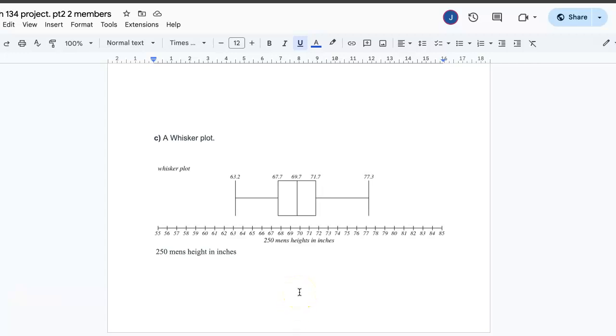Next we got a whisker plot, also known as a box and whisker plot, whichever terminology you prefer. And as we can see with this whisker plot, the tail on the right side, between Q3 and the max, is slightly larger than the tail on this side, between the minimum and the Q1. So using that, we can assume that our data is skewed to the right.